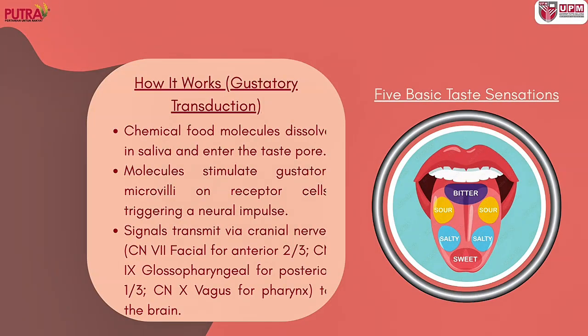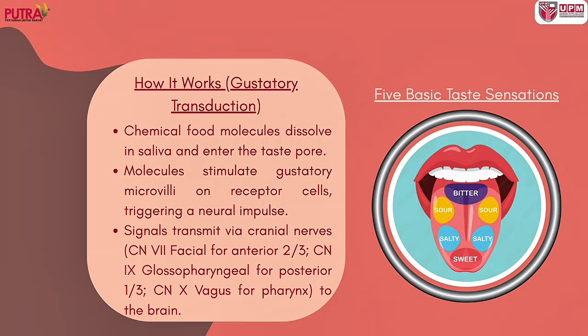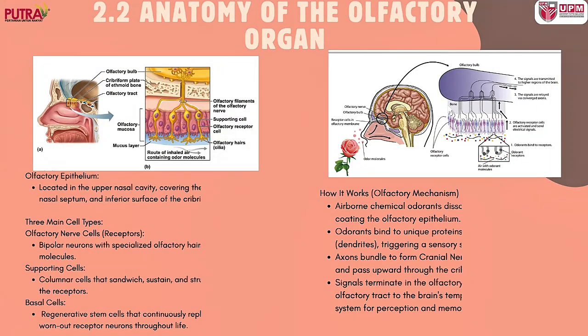So, when we eat, chemicals dissolve in saliva and enter a small opening called the taste pore. This activates the gustatory microvilli on the receptor cells, which send sensory signals through three cranial nerves: the facial nerve for the front two-thirds, the glossopharyngeal nerve for the back third, and the vagus nerve for the pharynx. This pathway allows the brain to perceive five basic taste sensations, map-coded across regions of the tongue and throat, which are sweet, sour, salty, bitter, and umami. Next, we move into the olfactory organ.